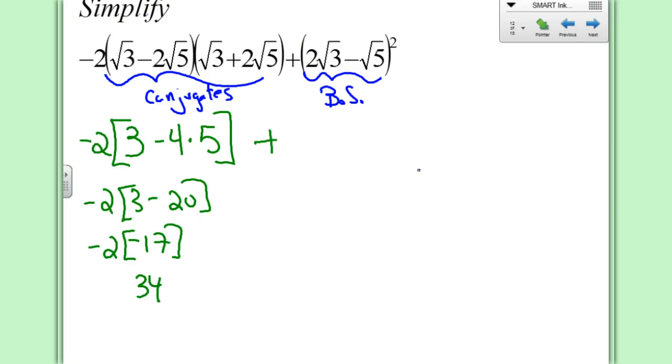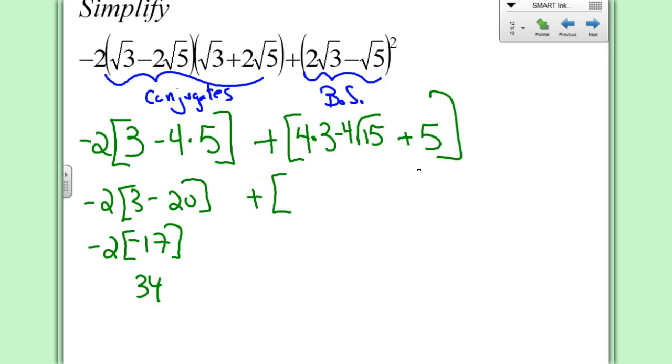Plus, the BS, the binomial square. So that's going to be, the first term squared is 4 times 3. The last term squared is going to be root 5 squared, which would be positive 5. And in the middle, I'm going to have minus 2 root 15, doubled, be minus 4 square root 15. So that binomial squared is all done out.